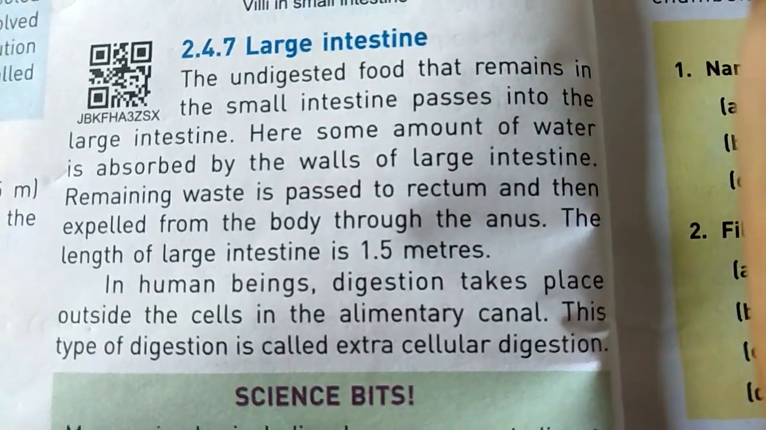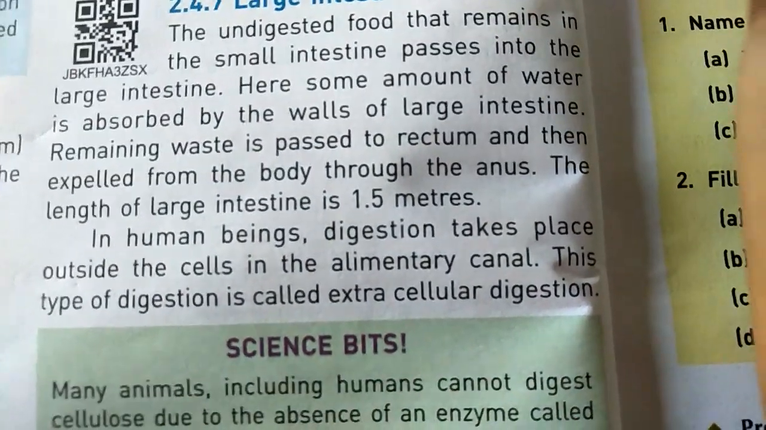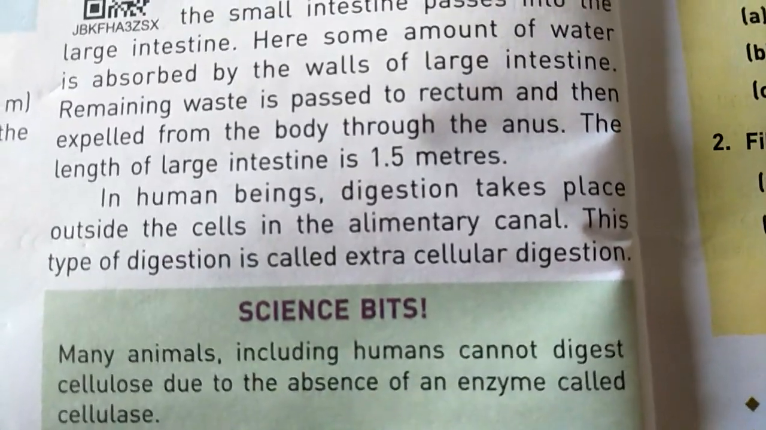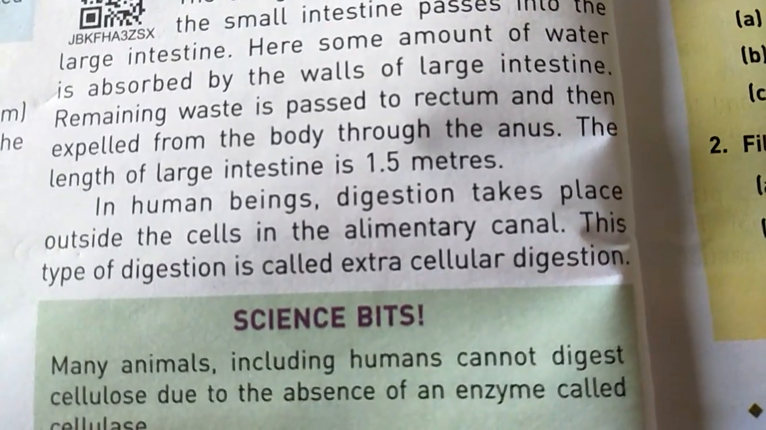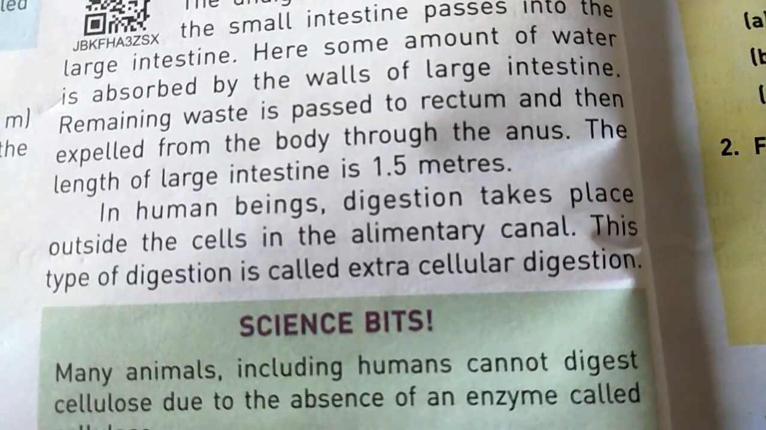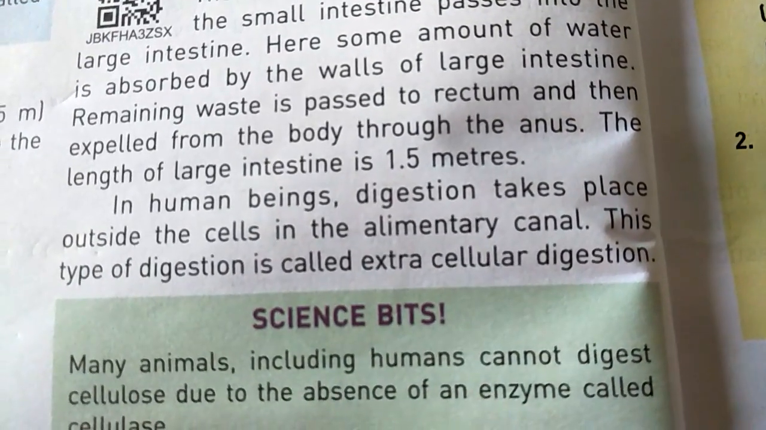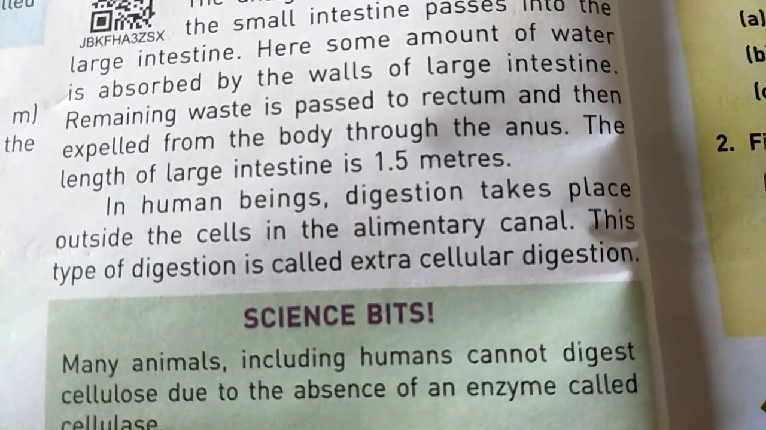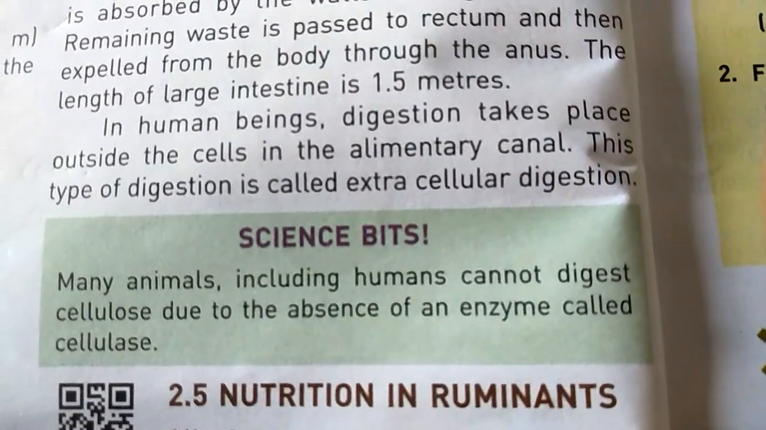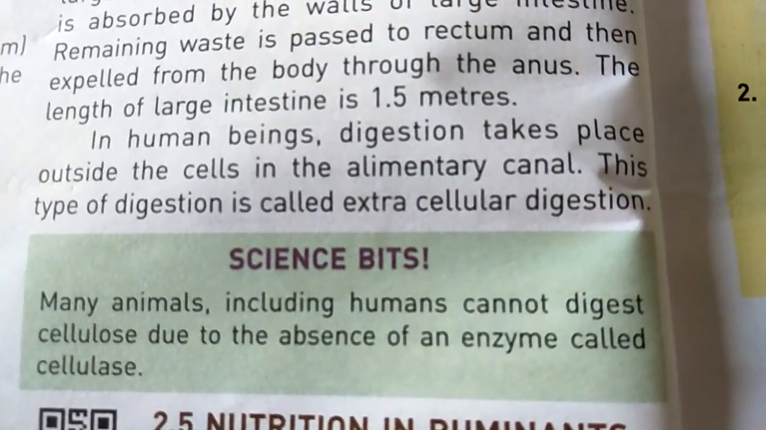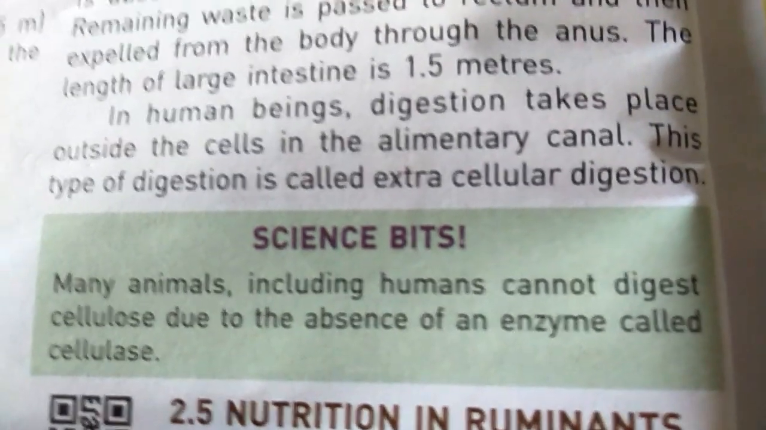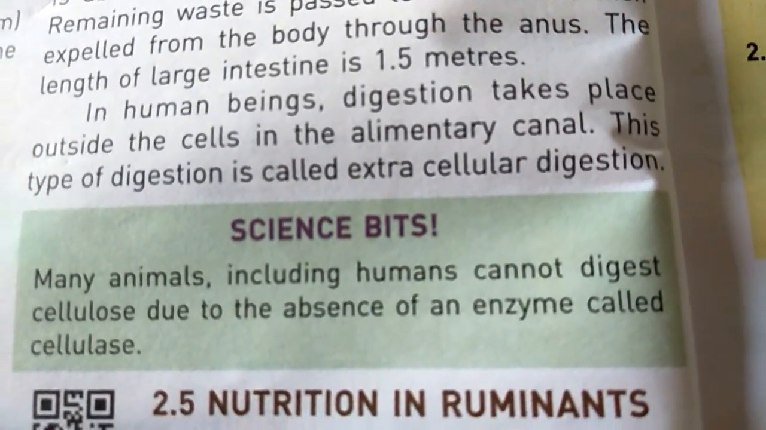Here some amount of water is absorbed by the wall of the large intestine. The remaining waste is passed to the rectum and then expelled out from the body through the anus. It means if undigested and unwanted food is there, then it has to be expelled, going outside through the anus. The length of the large intestine is only 1.5 meters. So the total intestine length is 7.5 plus 1.5, at least 9 meters in adults.